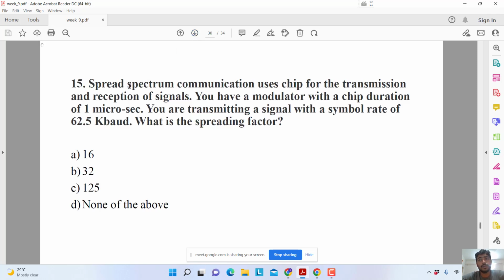Next question is: spread spectrum communication uses chips for the transmission and reception of signals. You have a modulator with a chip duration of 1 microsecond. You are transmitting a signal with a symbol rate of 62.5 kbaud. What is the spreading factor? So in this question you have to calculate the spreading factor. Please try this.